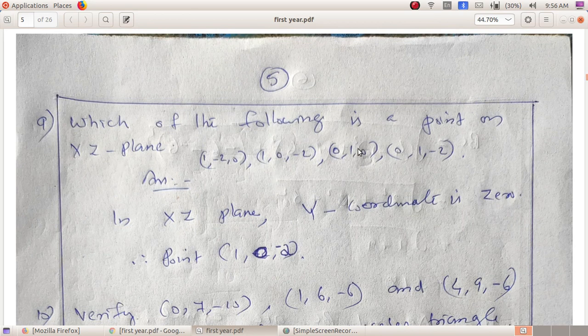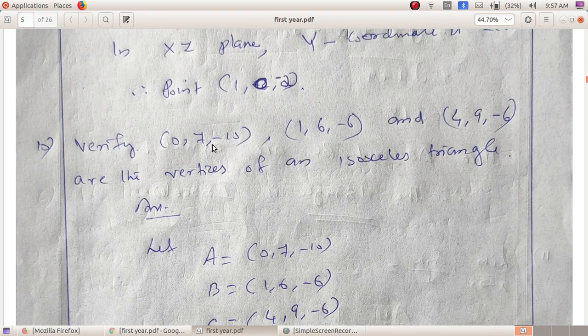Which of the following is a point on the xz plane? In 3-dimensional geometry, there are 3 axes: x-axis, y-axis, z-axis. When the xz plane is considered, there is no y. So x, y, z. Since it is the xz plane, there is no y. Y is 0. So what is the answer? (1, 0, minus 2).